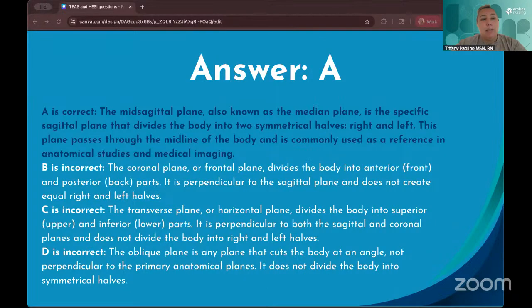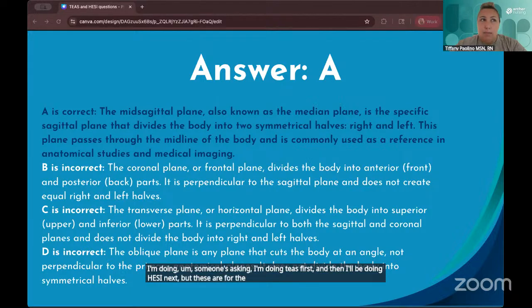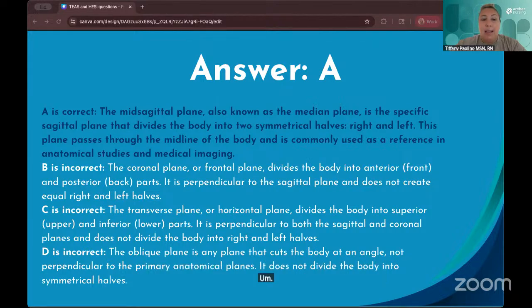Someone's asking, I'm doing TEAS first and then I'll be doing HESI next, but these are for the entrance exams, not for the exit exams. Exit exams are more nursing school related. These are entrance exams. Good question for pre-nursing.